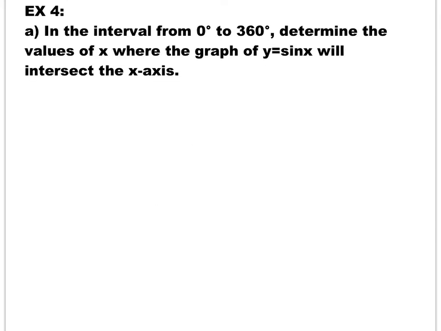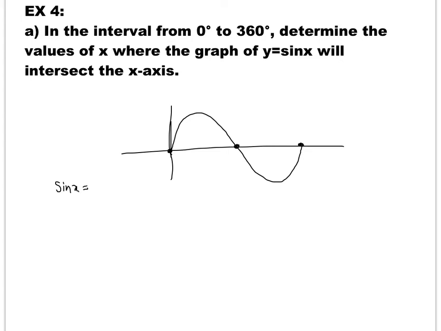In the next example, we are supposed to find the x-coordinates where the graph of y equals sine x will intersect the x-axis. Again, if we draw the rough graph of y equals sine x, we get a curve like this one. We have to find these points. Now we know that we want to find the x-intercepts here. So this means y is equal to 0. So we have to solve sine x is equal to 0.